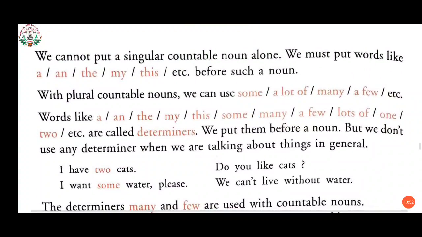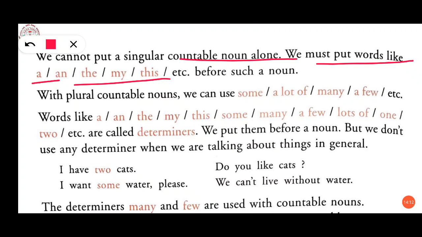Now here what it is given, we cannot put a singular countable noun alone. We must put words like, if singular countable noun, the things which we can count, that should be in singular form. So we cannot put a singular countable noun alone. We must put words like a, an, the, my, this, etc. before such a noun. We have to add a, an, the, my, this, like this kind of words before singular countable noun. And with plural countable nouns, we can use some, a lot of, many, a few, etc.